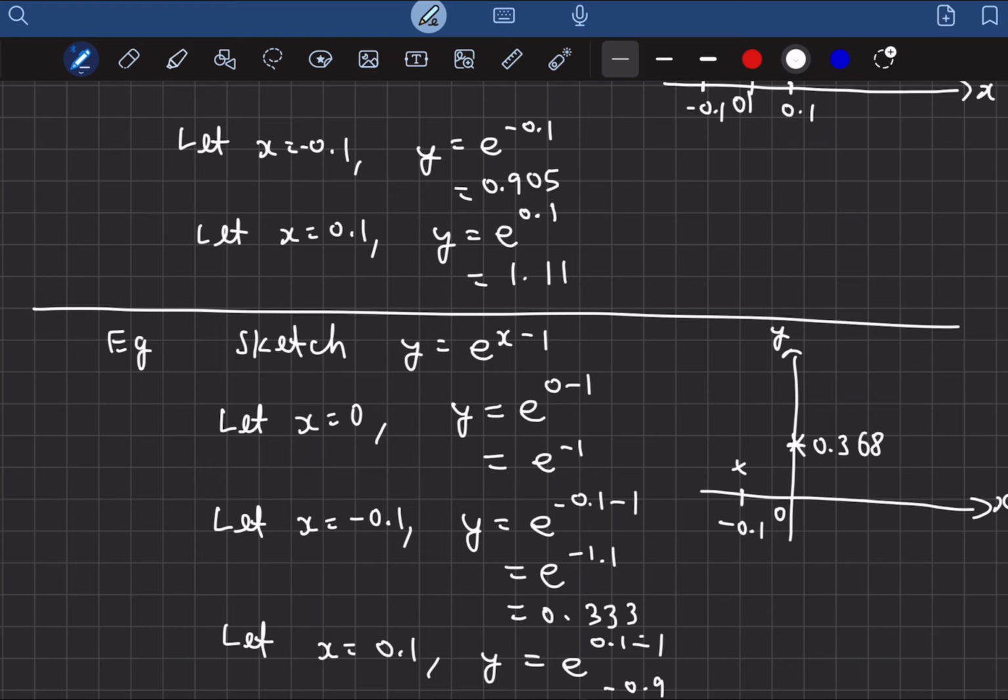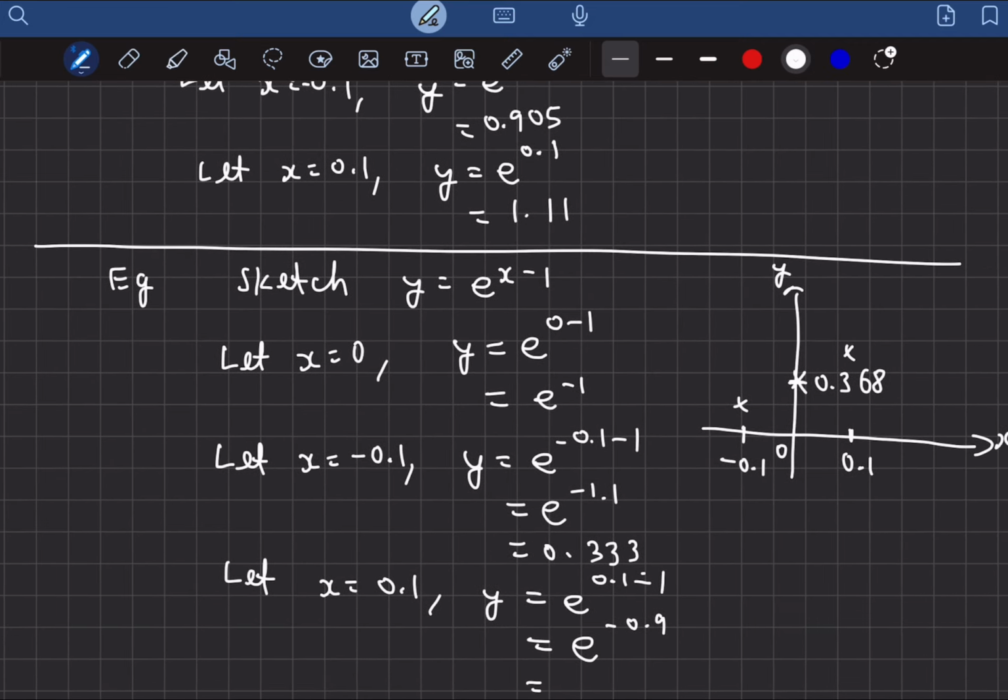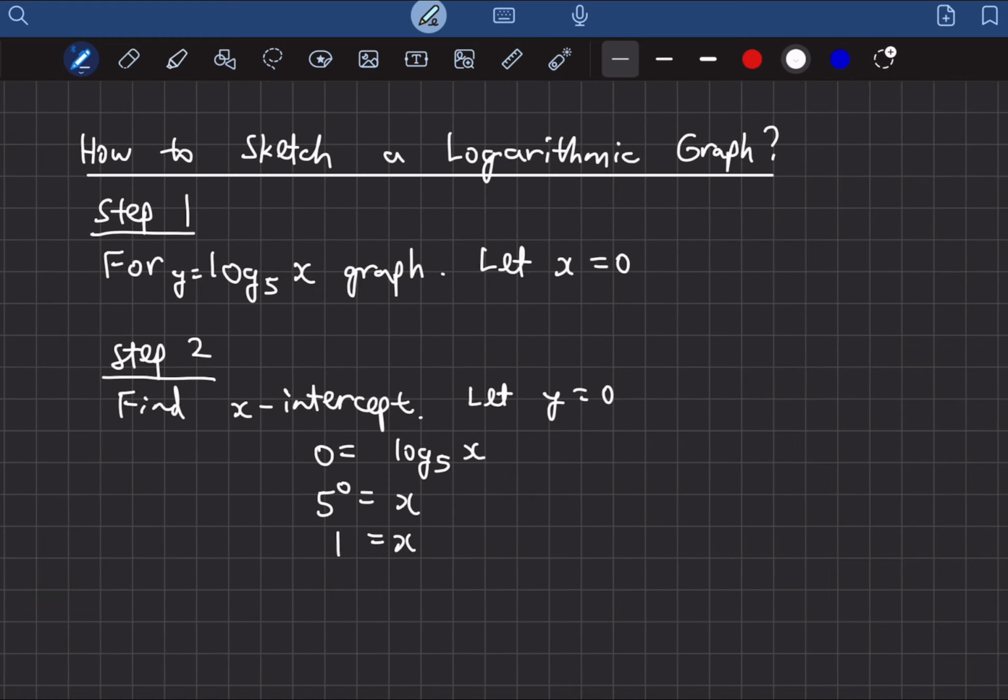So here I have 0.1, then I have this value here, which is 0.407. So by sketching this, the curve will look like this. Y equals e to the power of x minus 1. Okay? So this is solving the exponential graph. So let's proceed. How about the log graph?